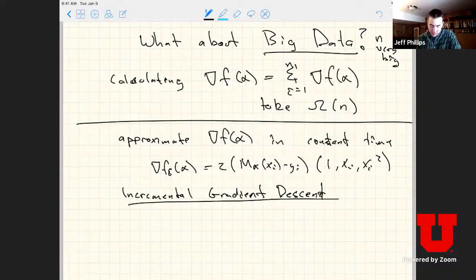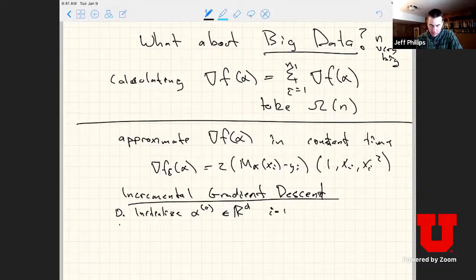This is again going to be a very simple algorithm. I should be able to write it on the bottom of the screen. Hopefully I think it won't be too scrunched here. If not, I'll rewrite it. So initialize alpha 0 for some initial model parameters, and I'll set i equals 1.